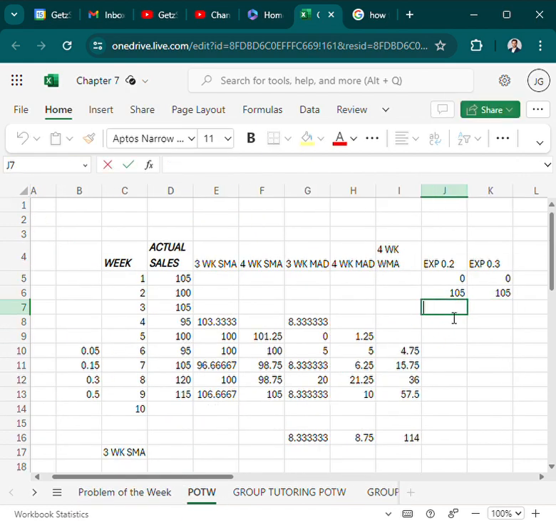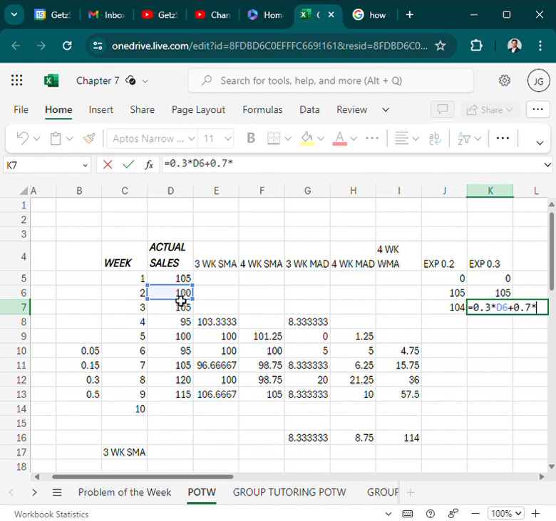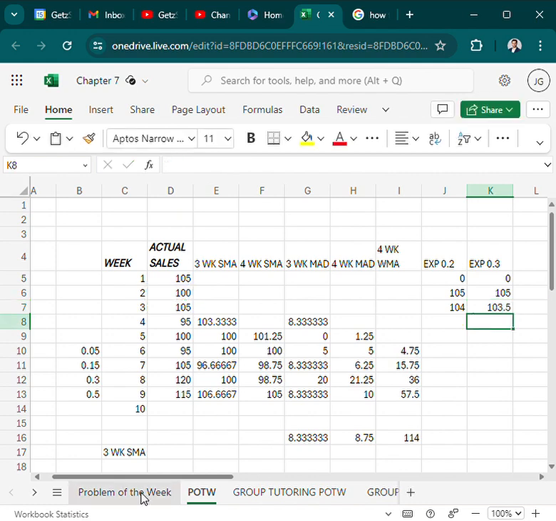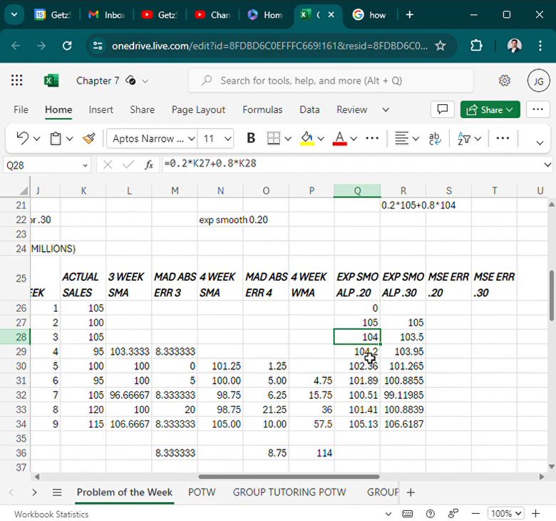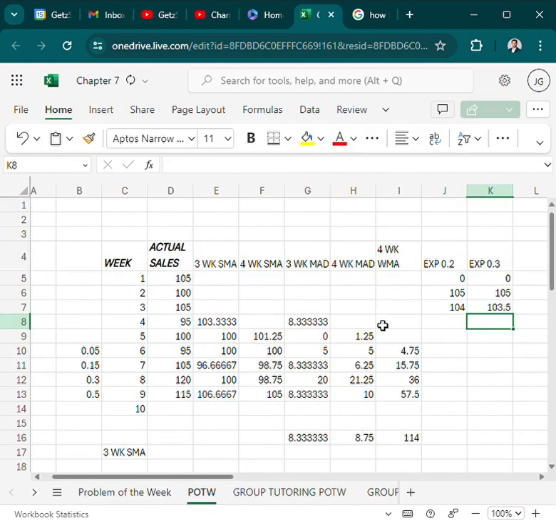So let's just do that. Instead of 0.2, we're going to do 0.2 times 100 plus 0.8. And the reason why we do 0.8 is because we need to subtract 0.2 from 1. So multiply by there. We get 104. And then we're going to do pretty much the same thing here. That's 103.5.